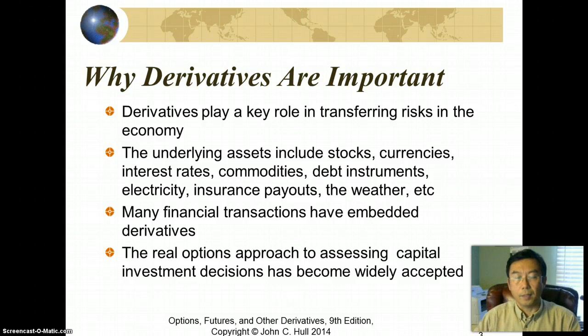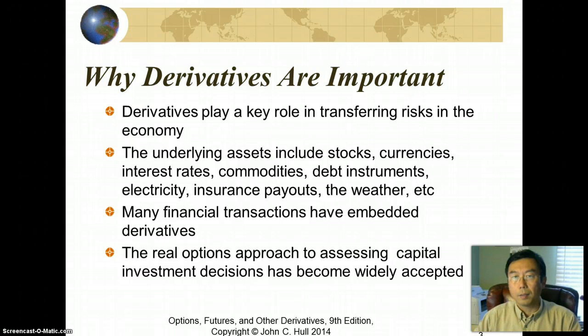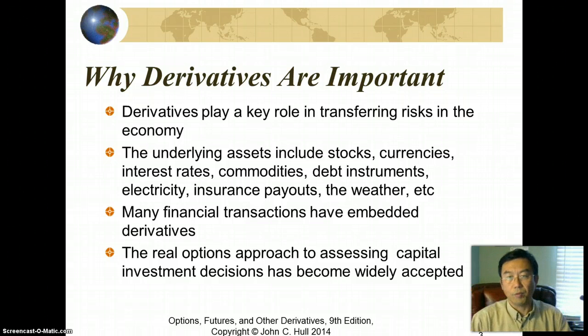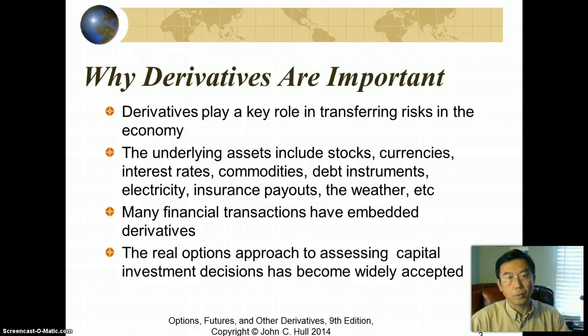The underlying assets' values decide the derivative's value and risk. There are stocks, currencies, interest rates, commodities, debt instruments. And sometimes electricity, gas, utility, insurance payouts, the weather for farmers. Many financial transactions have embedded derivatives, like a mortgage. The mortgage company is willing to give you the mortgage at a low rate because they can sell it in the market, and then use derivatives.